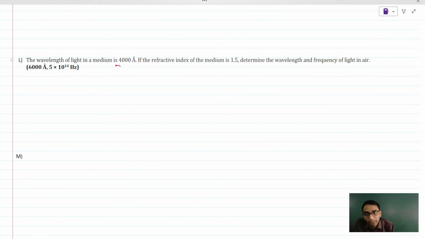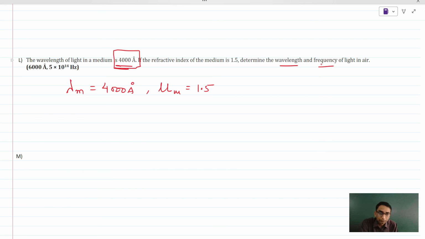The wavelength of the light in the medium is 4000 angstrom, not in the air. Whereas the refractive index of the medium is 1.5, and that is absolute, right? Determine the wavelength and frequency in the air. So first of all, we do know that speed of light in air, suppose this is the speed, is the wavelength in the air times the frequency. Now if you are using a single colored light, frequency remains the same. Any single colored light in air or in vacuum or in water or in glass, frequency remains the same, wavelength and speed differ.